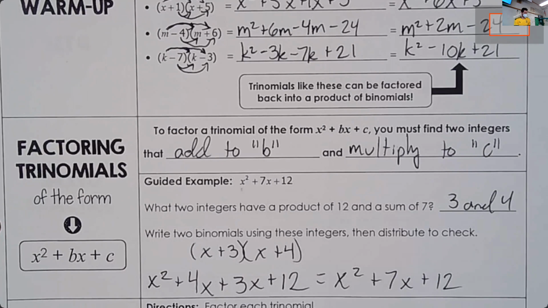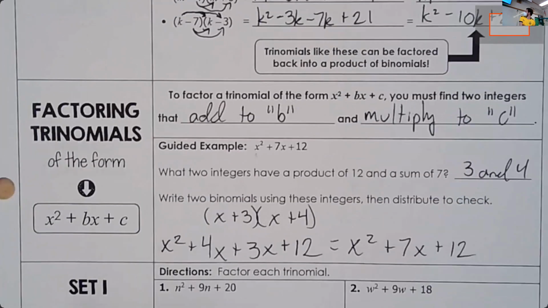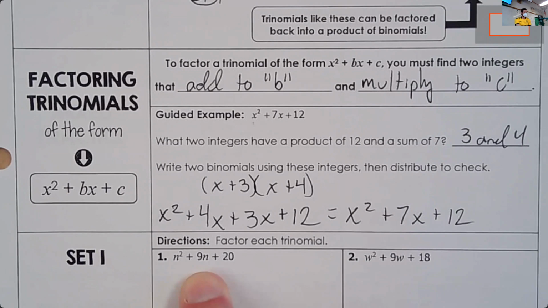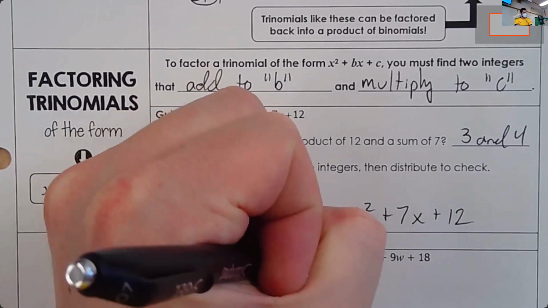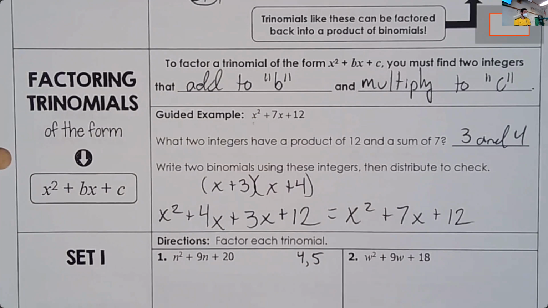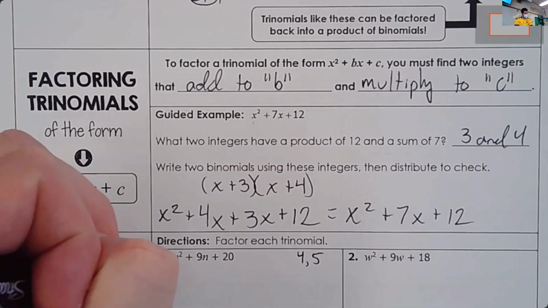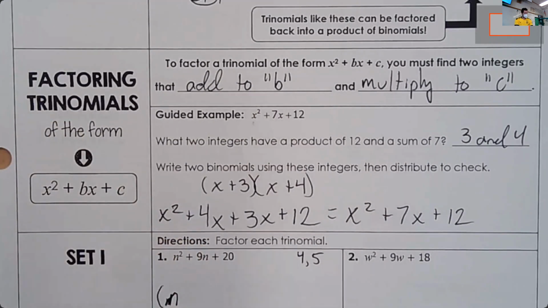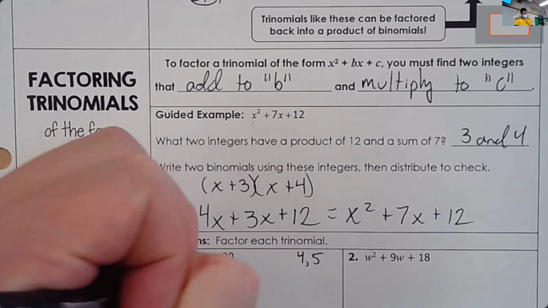So on number 1, I'm going to scoot this down just a little bit. I'll leave the example up there. For number 1, the value of b is 9, the value of c is 20. So we need two numbers that add to equal 9 and the same two numbers that multiply to equal 20. What do you think? 4 and 5, exactly. 4 times 5 is 20. 4 plus 5 is 9. So I'm just going to write those factors over there, 4 and 5. Those are the two numbers that we need. And so our answer with our parentheses will be not x, but n plus 4 times n plus 5.